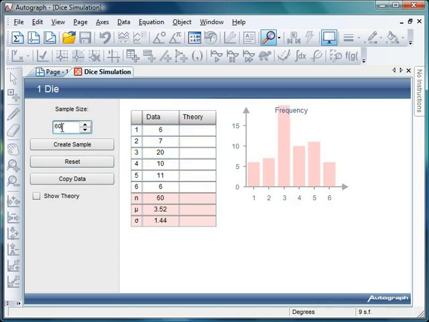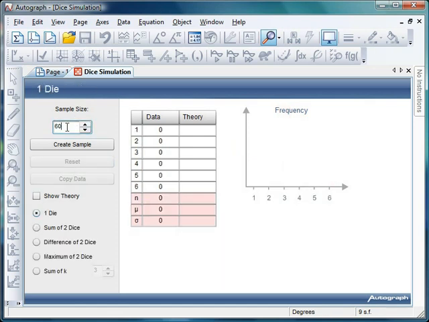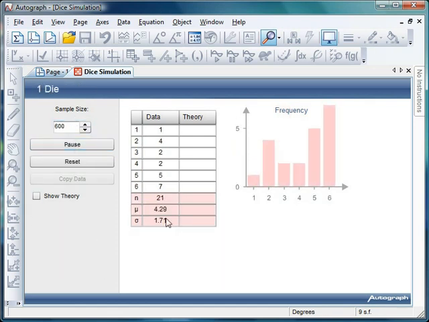How about 600 times? Well, let's have a look. If I just have a little reset, one dice 600 times, create sample. The kids love watching all these bars bouncing up and down. And now we can see if we do it 600 times, well, it's a fairly even spread amongst the numbers. And again, we can challenge the students to see if they can explain why that's the case, which provides a nice little lead into experimental probability and reliability of results and all that kind of stuff.